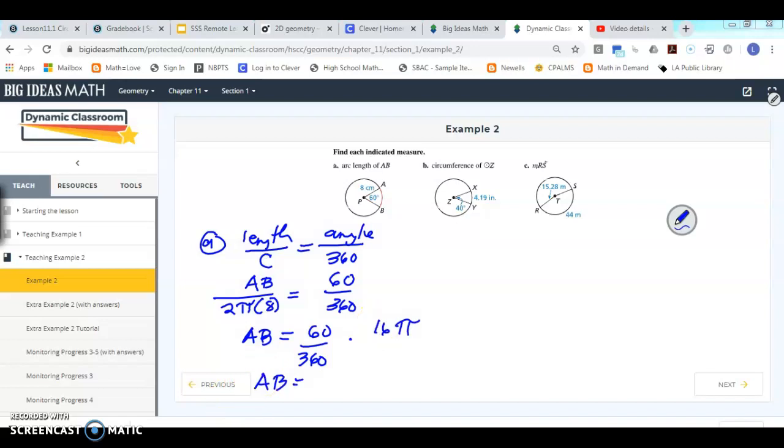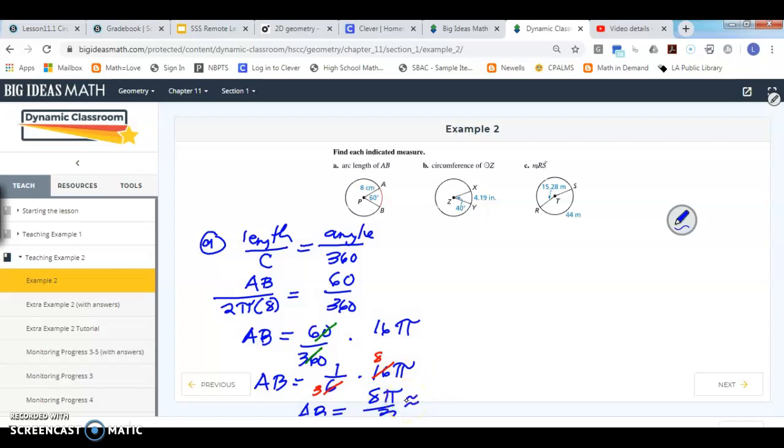So, let's reduce this. You can divide each by 60, so you will get 1 over 6, right? Times 16 pi. Now you can reduce this again by dividing by 2. So this will be 3, and this will become 8. So the simplest possible answer, if we leave it in pi form, will be 8 pi over 3. There you go, 8 pi over 3.